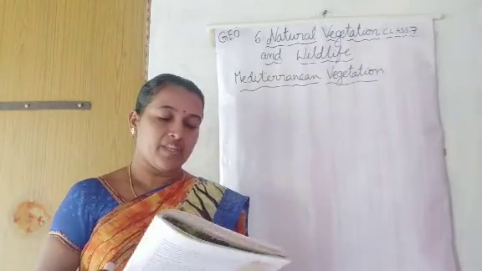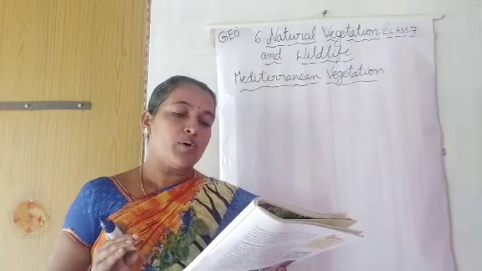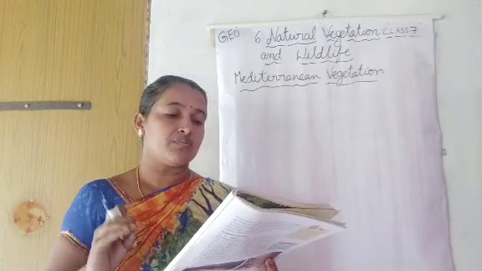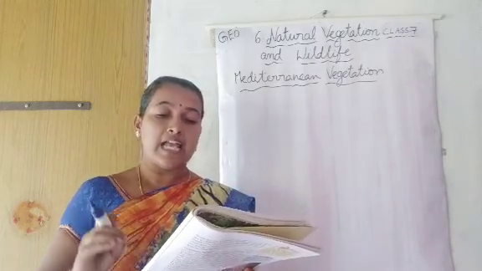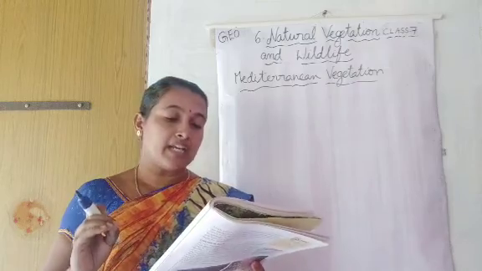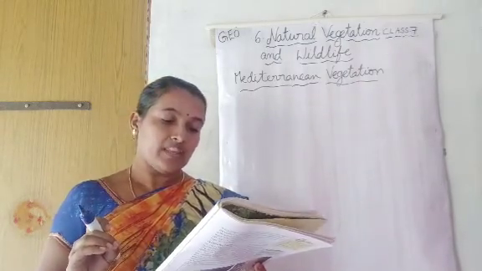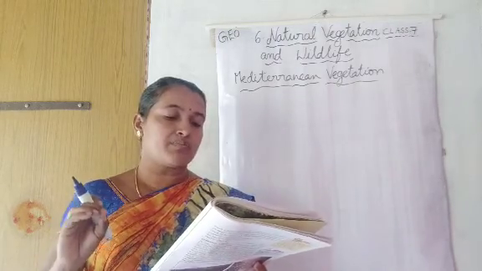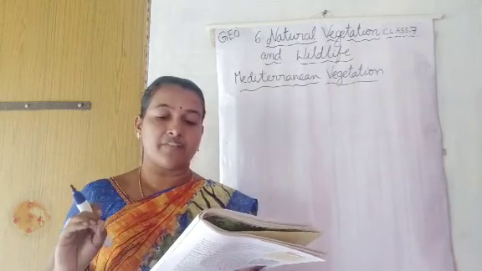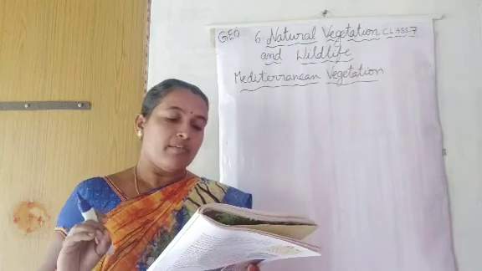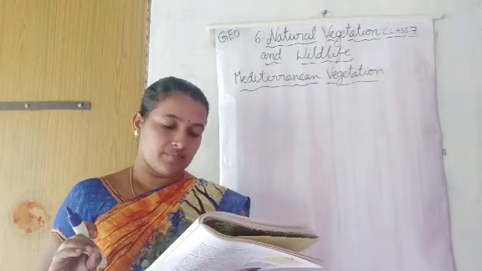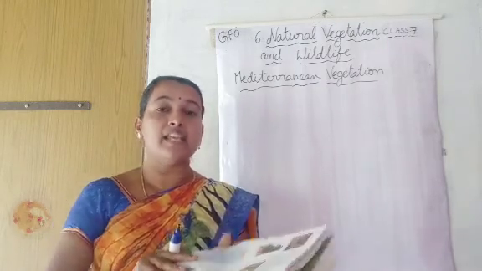You have learned that most of the east and northeast margins of the continents are covered by temperate evergreen and deciduous trees. So, the west and southwest margins of the continents are different. They have Mediterranean vegetation. See here, they have given the picture also. This is Mediterranean vegetation.